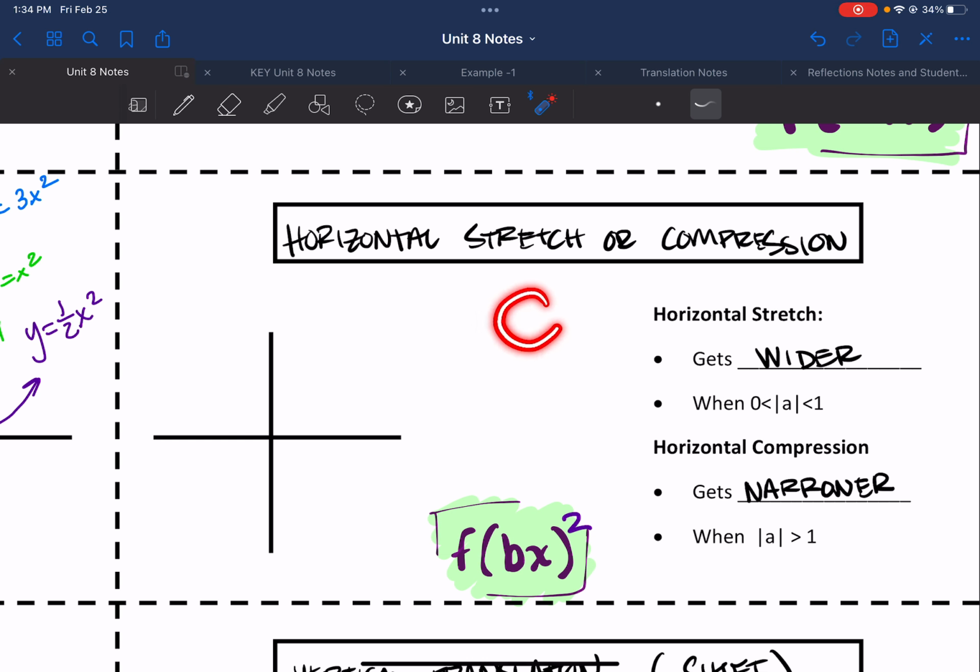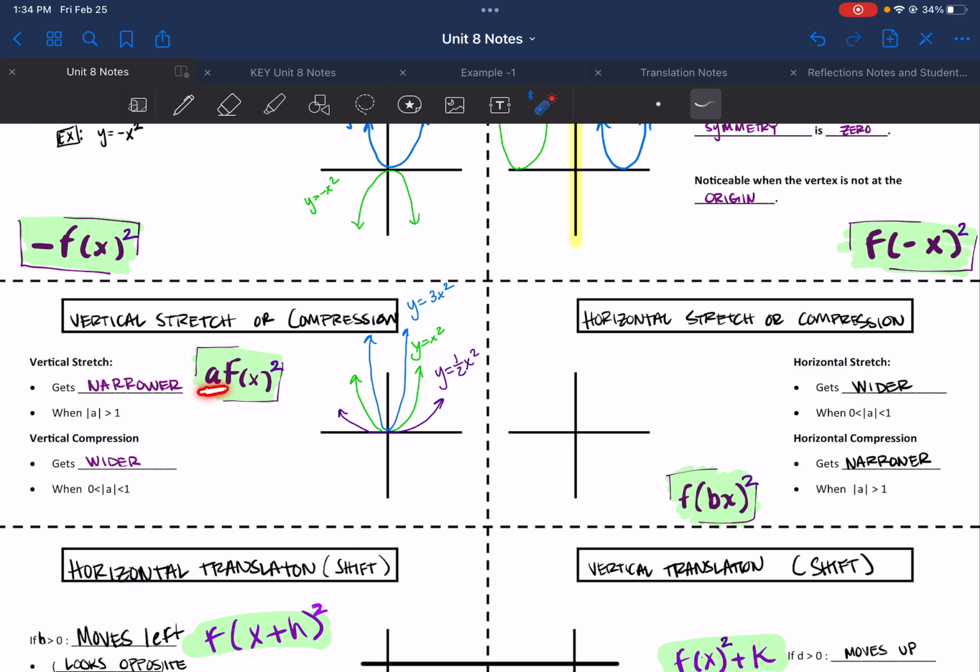Now a horizontal stretch and compression is exactly what it sounds like. You're going to grab the two sides right here, and if you stretch it horizontally, what happens to it? It's going to become wider. And again, if I have a rubber band and I grab it here, and I compress it, pushing it in this way, what's going to happen to it? It's going to become more narrow like this. So that's why we have two different things. When we have that a value being multiplied outside of your function, that's a vertical stretch or compression. When you have that b value inside of the parentheses, that's when you have a horizontal stretch or compression.